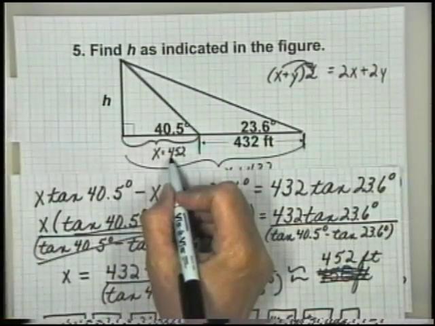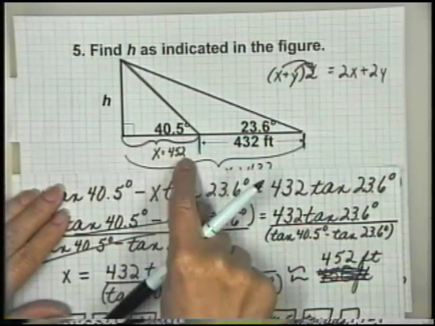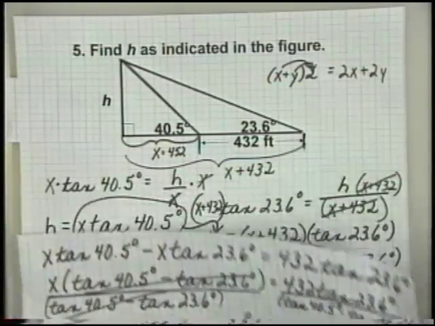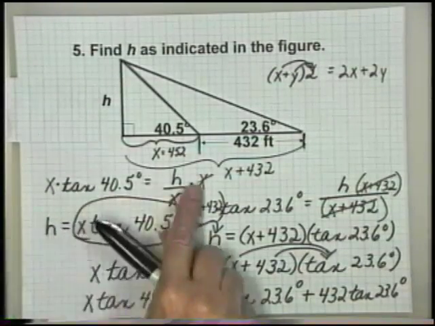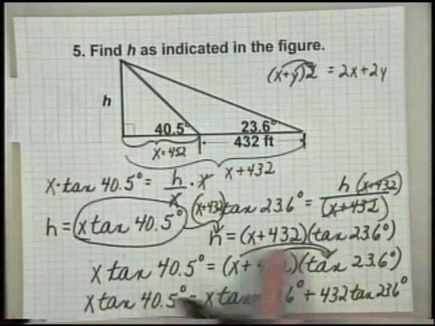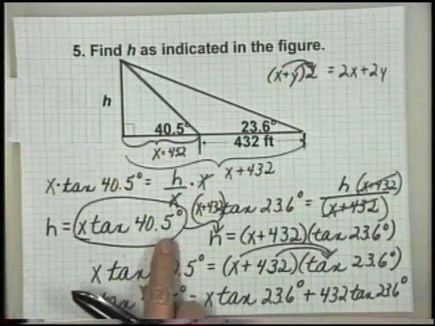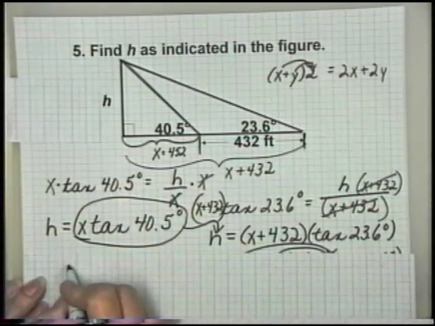Now that we know x, we can go back and find h fairly easily. I want to go ahead and label my x here. Let's see. So my x distance right here is 452. Now to find h, notice right here in my work, I solved for h here and I solved for h here, but I think this one would be the easier one to work with.